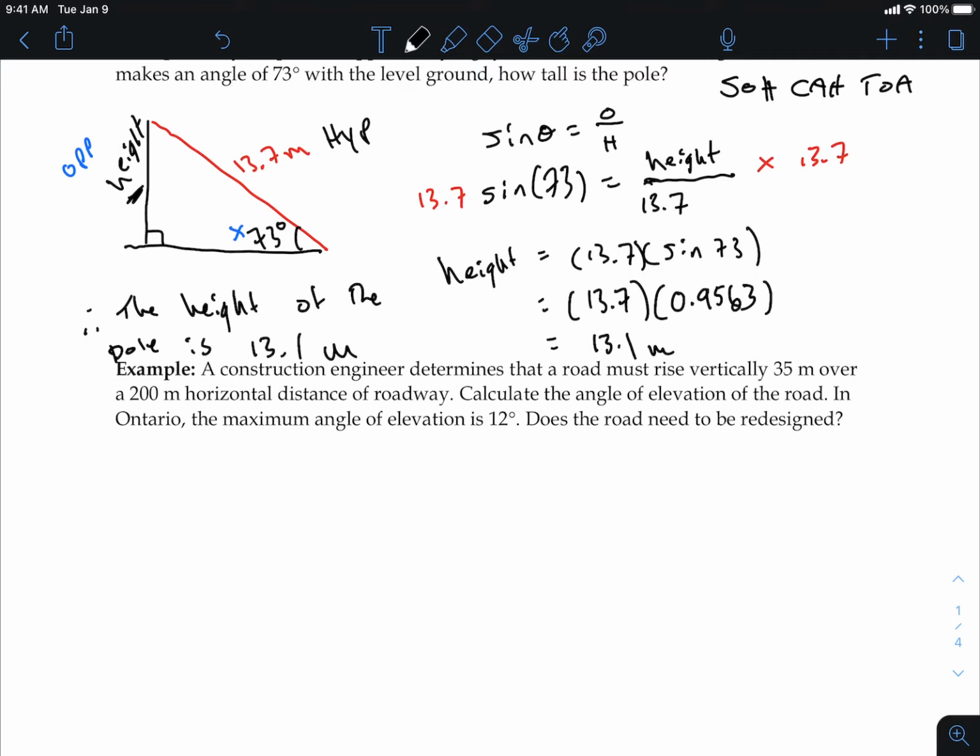Okay, so we'll just draw our picture, right? It says the road needs to increase its height vertically by 35 meters over the course of 200 meters. Your job is to figure out the angle in there, theta.